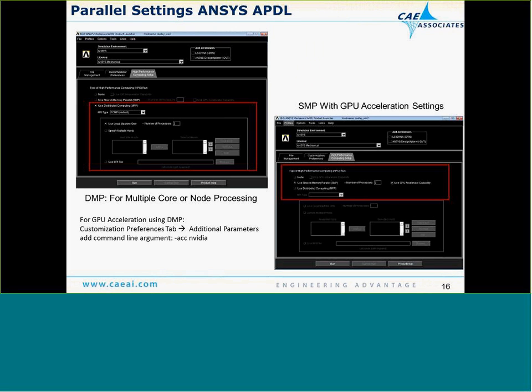So how do we access the parallel settings inside the APDL environment is actually pretty straightforward. When you launch APDL from the launcher, there's a tab called High Performance Computing, and this is where all your options are going to lay. You have a little radio button if you want to use shared memory, but if you want to use distributed memory, MPP, you're going to select that radio button.